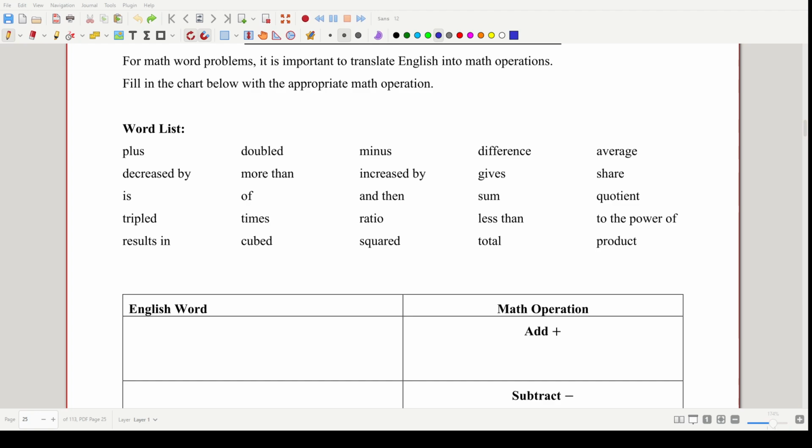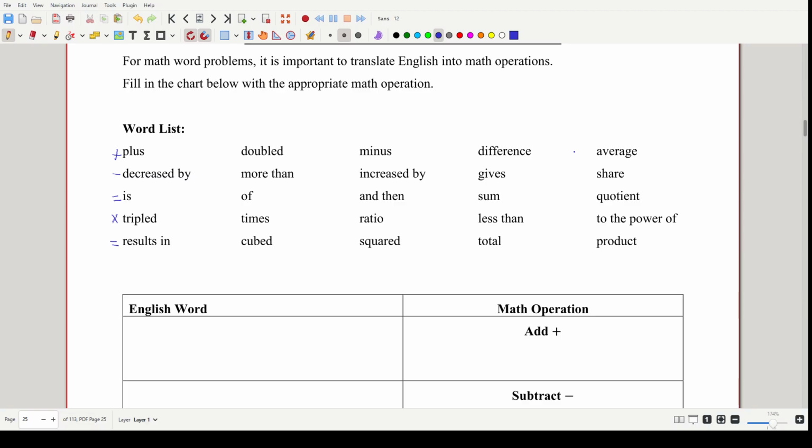So of course, when we're talking about plus, that obviously means to add. So we'll just put a little plus sign here. Decreased by: decrease means go down, so this must mean subtraction. Is: we're stating that something is something else, so this is going to be equality. When something is tripled, it means it's multiplied by 3. Results in, that's another way of saying equal to. Okay, these are all pretty straightforward so far.